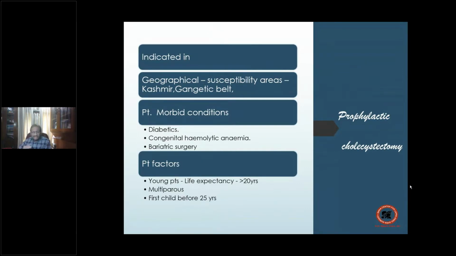Or certain patient factors, like for example a young patient, say a patient who's been diagnosed with gallbladder stone at the age of 6 years or 10 years. We operated the day before yesterday on a patient of 6 years with gallbladder stone. That patient is going to have the stone for the next 50, 60, 70 years. If you've got a life expectancy of more than 20 years with a stone, go ahead and do it. Multiparous and first child before 25 years.